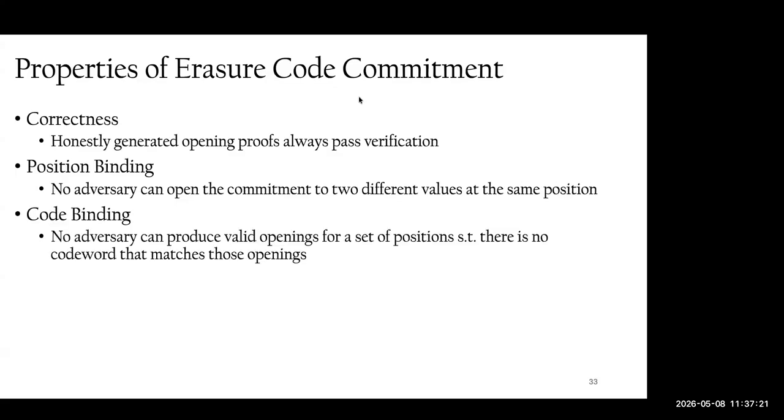But the key differentiating aspect is something called code binding. What code binding is saying is that you should only be able to commit to valid code words for your code C. A bit more formally, no adversary should be able to produce valid openings for a set of positions such that they don't actually match any code word. For example, if you just use a vector commitment, then I can commit to any vector even if it was not a valid code word. So that's the key property we want.